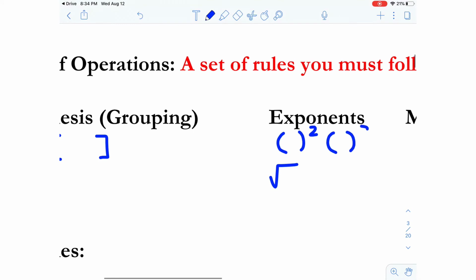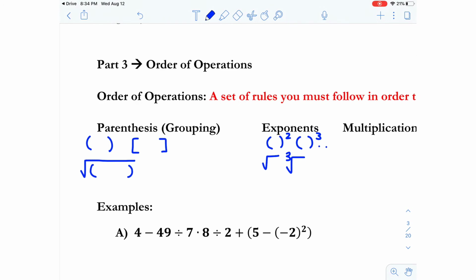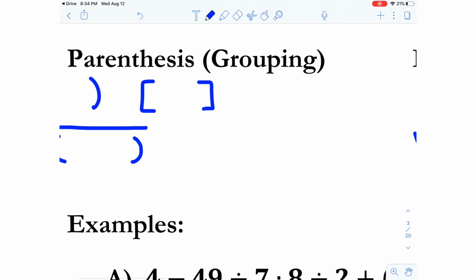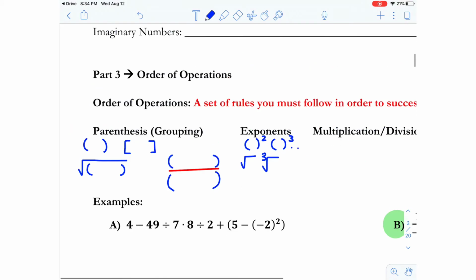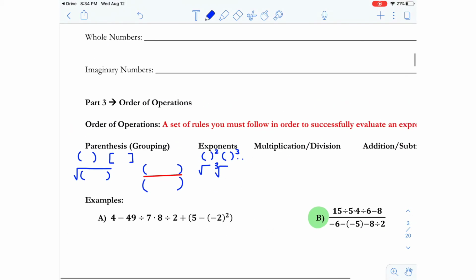You know, obviously squaring, cubing, and so on, but cube rooting, square rooting, those are all considered exponents. Another thing about grouping, guys, if I have a fraction, everything on top of the fraction, even if there's not parentheses, that's grouped. So pretend like there's parentheses there. So that all falls into grouping.